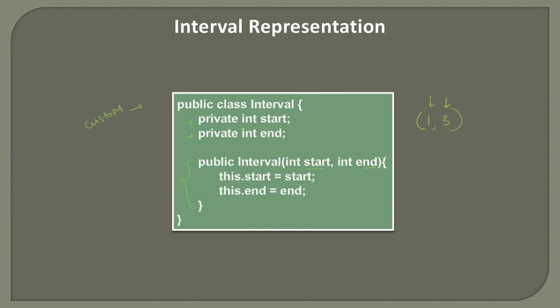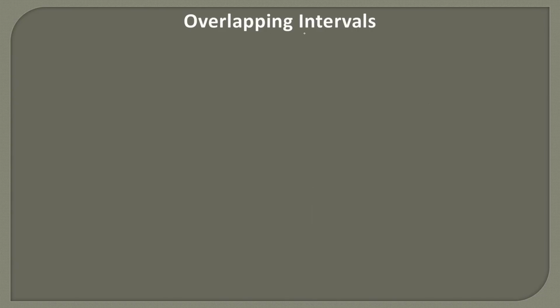Now let's move ahead and see the concept of overlapping intervals. So what are overlapping intervals? Let's say we have an interval like 1, 5 and another interval as 2, 6. If we plot these intervals, it looks something like this. This is 1, this is 5, and let's say 2 is here, and let's say this is 6.